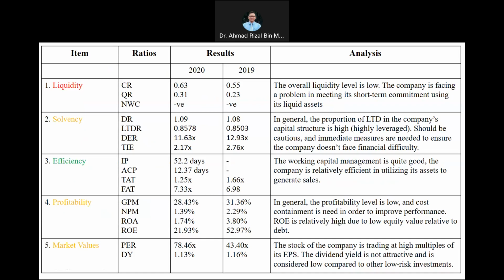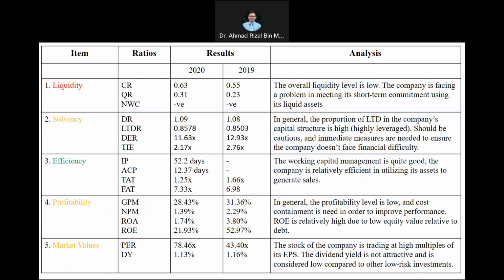Thirdly, efficiency. This is the only green area. What we can conclude here is that the inventory management and accounts receivable management, which is part and parcel of working capital management, is quite good. And the company is relatively efficient in utilizing its assets to generate sales. Profitability, I don't put red, I put yellow. Why? Because although in general the profitability is low, and this calls for cost containment or management in order to improve, in terms of ROE, it is quite high.